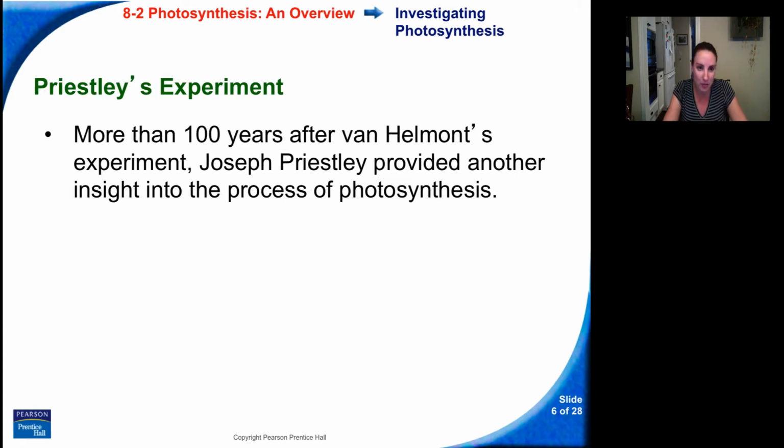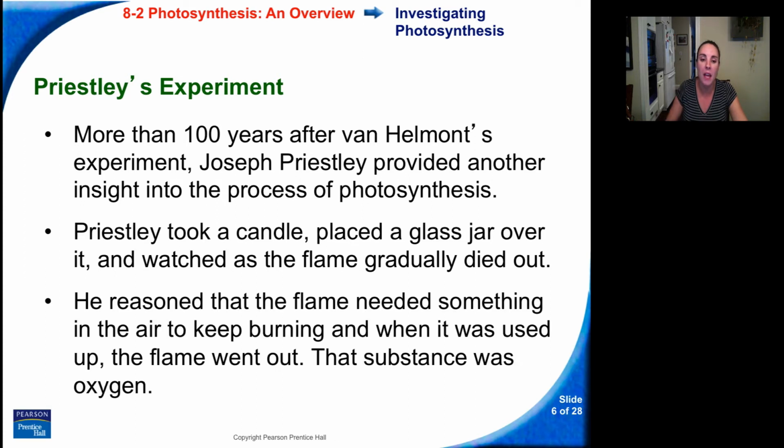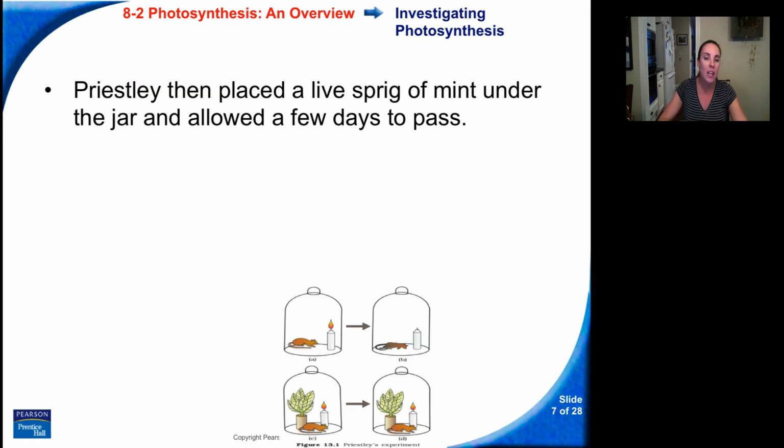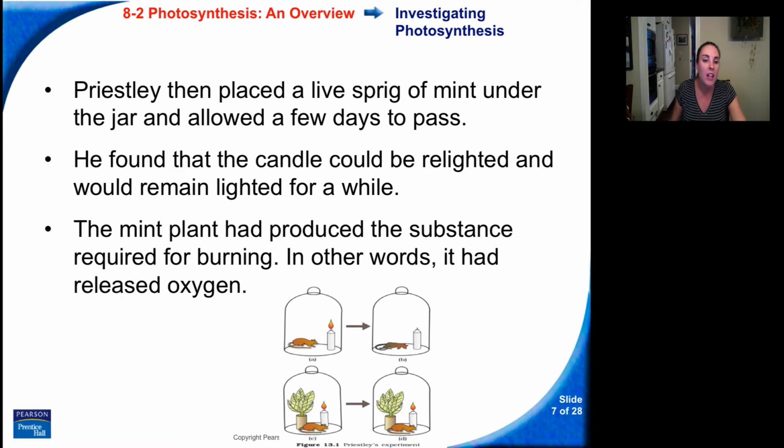100 years later, Joseph Priestley provided another insight into the process of photosynthesis. He took a candle, placed a glass jar over it, and watched as the flame gradually died out. He reasoned that the flame needed something in the air to keep it burning, and when it was used up, the flame went out. This substance was oxygen. He then placed a live sprig of mint under the jar and allowed a few days to pass. He found that the candle could be relighted and would remain lighted for a while. The mint plant had produced the substance required for burning. In other words, it had released oxygen.